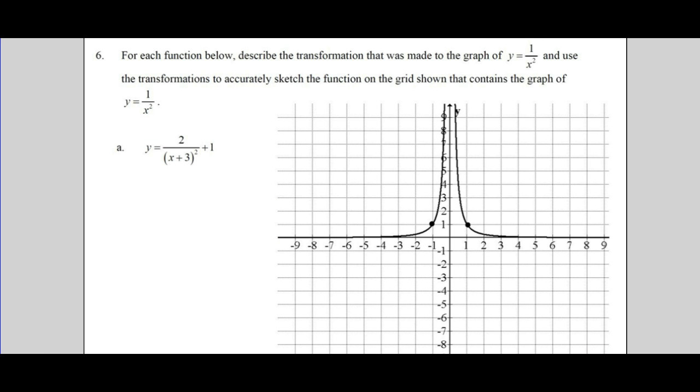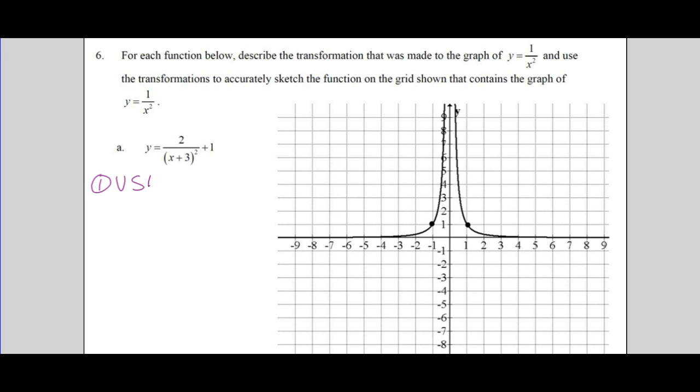For each function below, describe the transformation that was made to the graph of y equals 1 over x squared. So now we're doing 1 over x squared. And use the transformations to accurately sketch the function on the grid shown that contains the graph of y equals 1 over x squared. All right, so we should now be able to look at this and say what's going on. What's going on? Number 1.